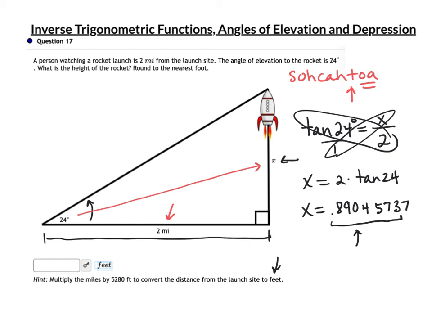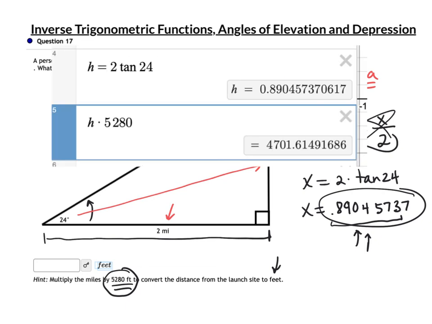Since 1 mile is 5,280 feet, 2 miles would be twice that. 3 miles would be 3 times that. All we do is multiply this by 5,280 to find the distance. And again, don't use a rounded answer to find another answer. So be as accurate as you can here. Multiply that by 5,280. There are a couple of ways you can do that.